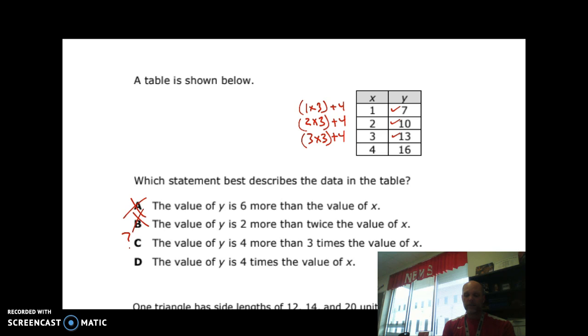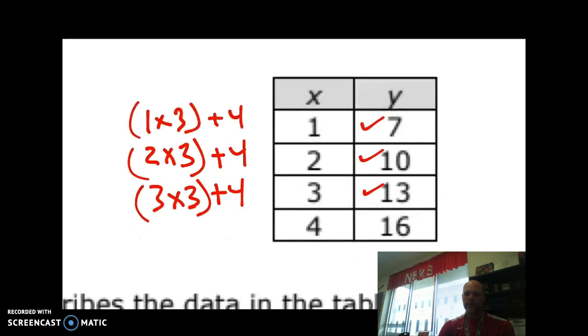I'll just check D real quick. The value of y is 4 times... Oh, that's an easy one. 4 times the value of x? No, that means 1 times 4, right? Yeah, that is not true.